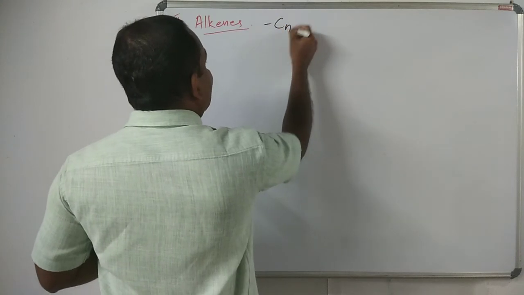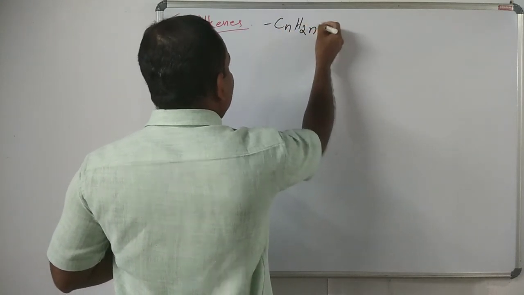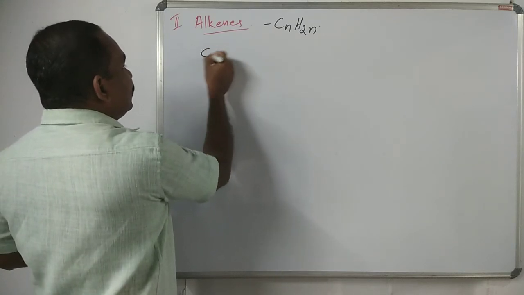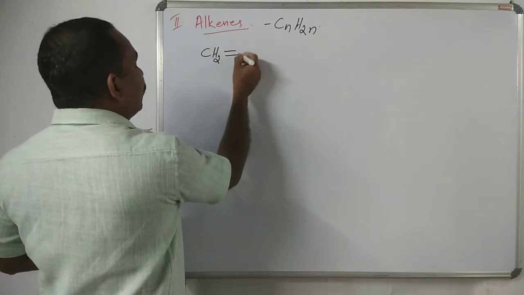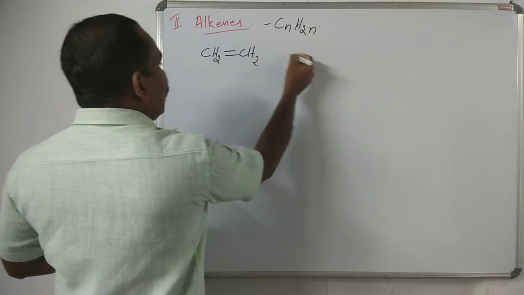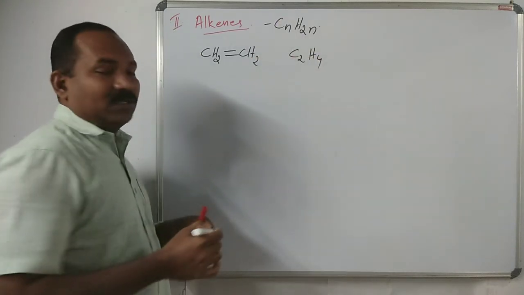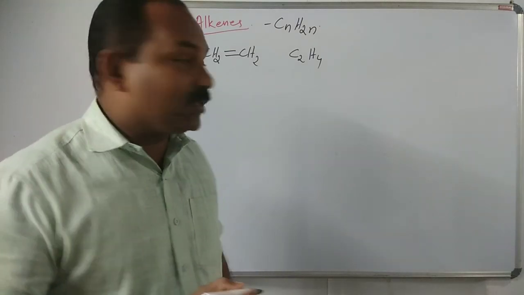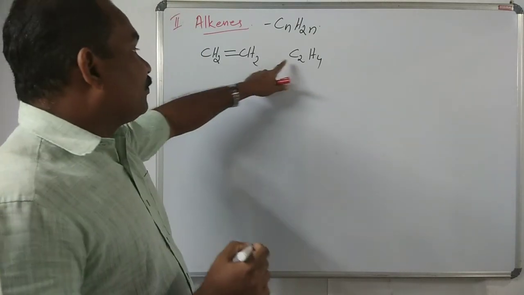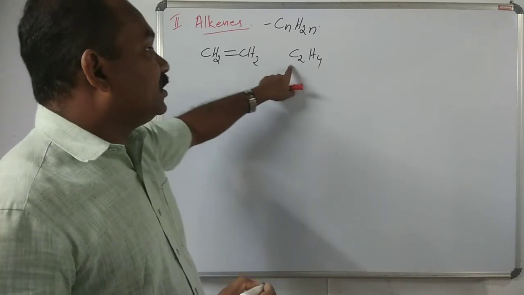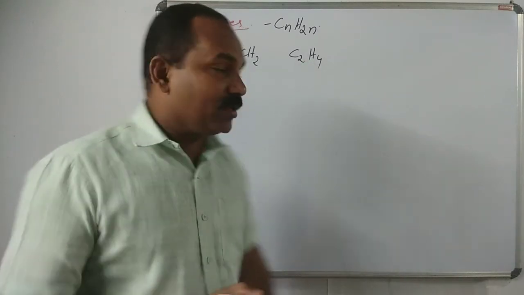CnH2n. The first alkene is ethene, CH2=CH2, and the formula is C2H4. The general formula CnH2n applied to ethene gives C2H4.